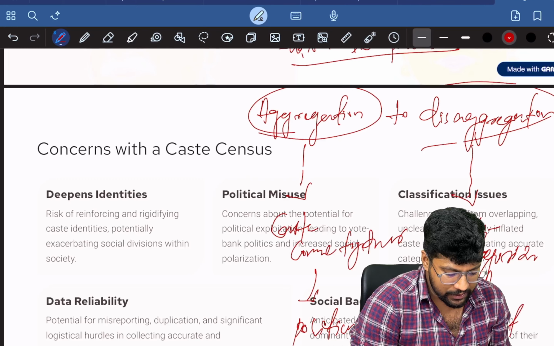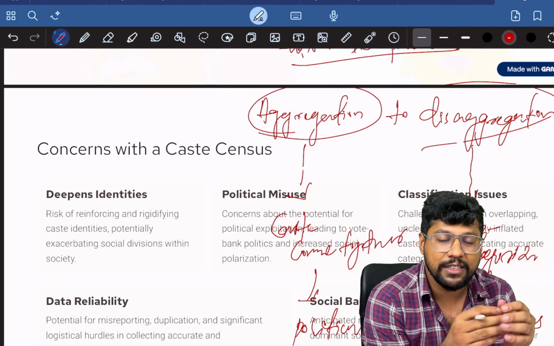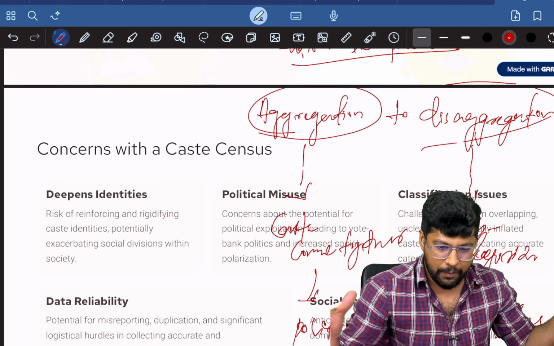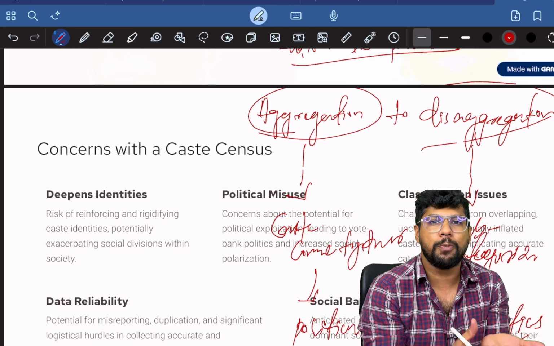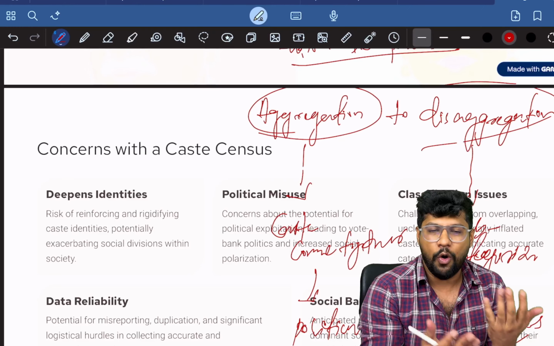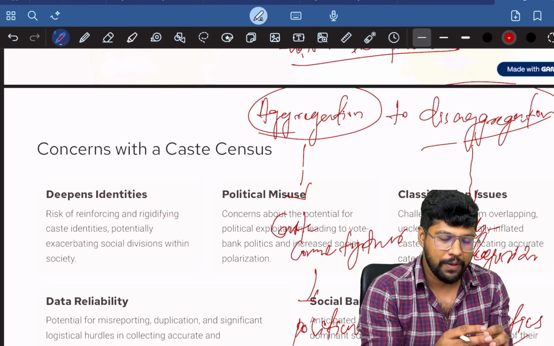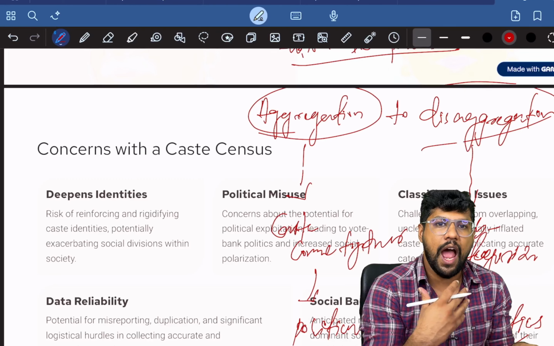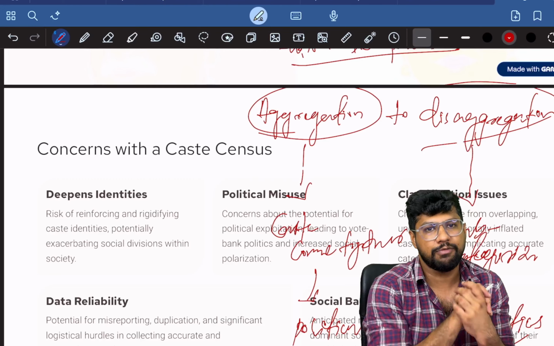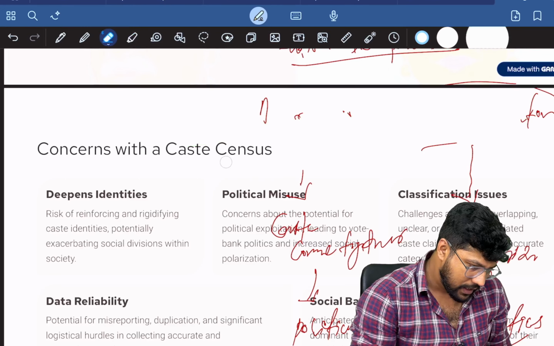So earlier there was caste aggregation in Indian society. Now you can see caste disaggregation. Earlier people used to come together, since the population was larger, to claim more political power. But now people don't want to do it like that. People want to go for disaggregation. That means people are identifying themselves as subcategories, so that they will get more affirmative action from the government. That is the viewpoint of Satish Deshpande with respect to the caste-based census.